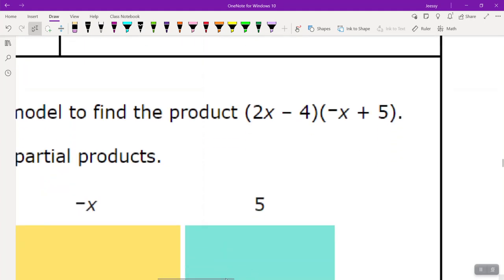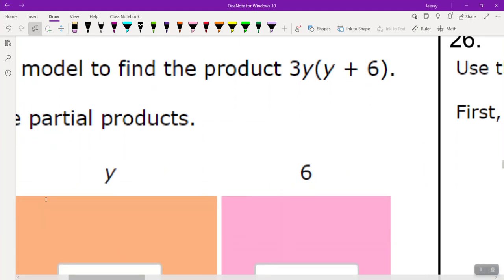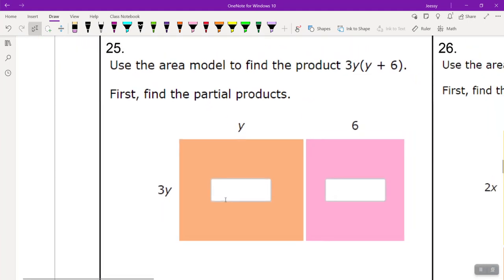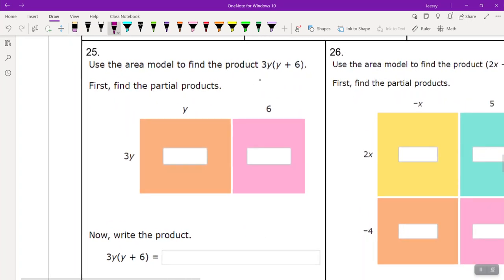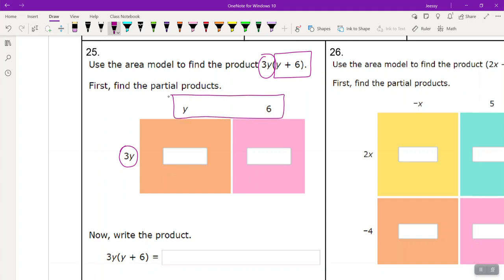You can answer. All right, everybody's favorite model. All right, this is the 3y. That's the 3y here, see? This is the y plus 6. Here is the y and the 6, clear? So what is 3y times y? 3y squared. Faster, people, faster. What is 3y times 6? 3 times 6. All right, so it's 18y.